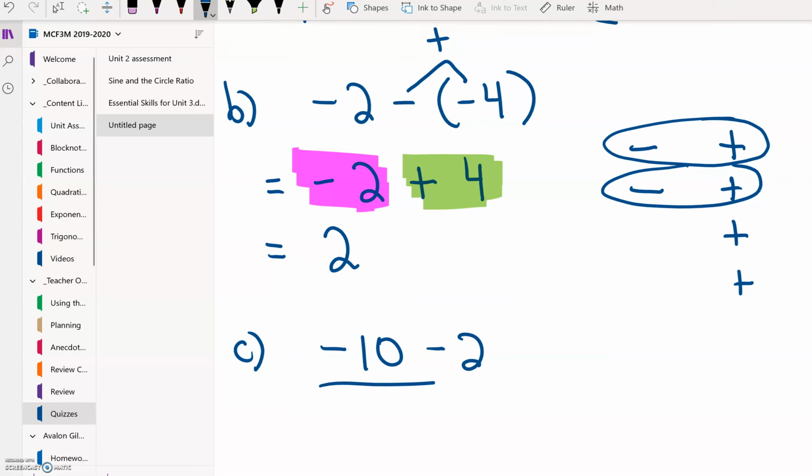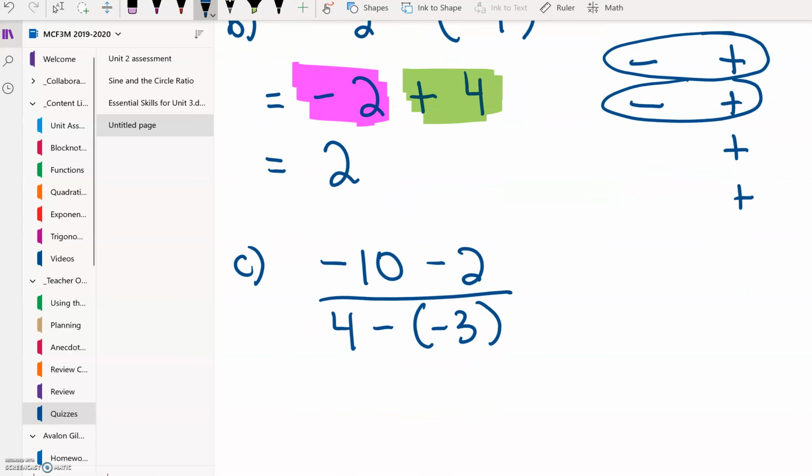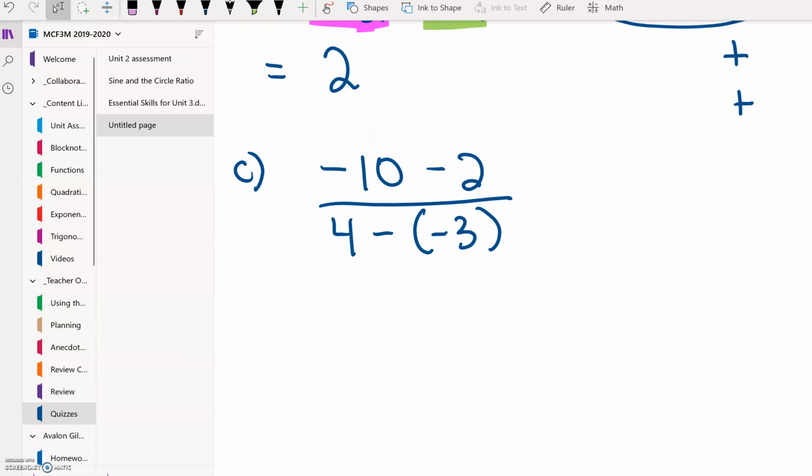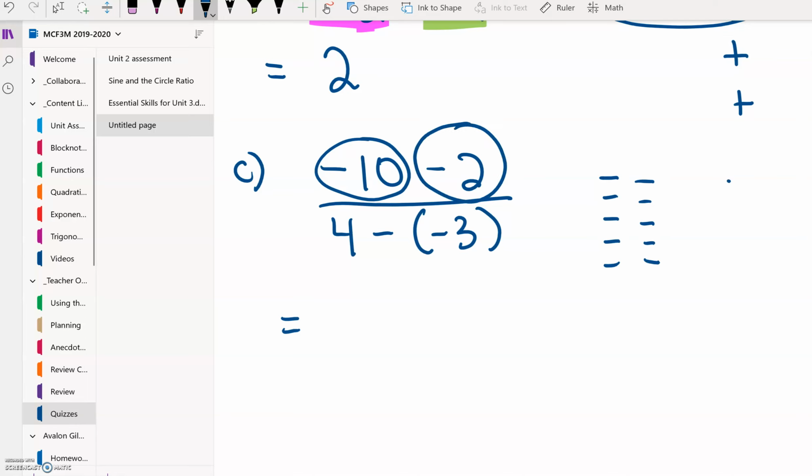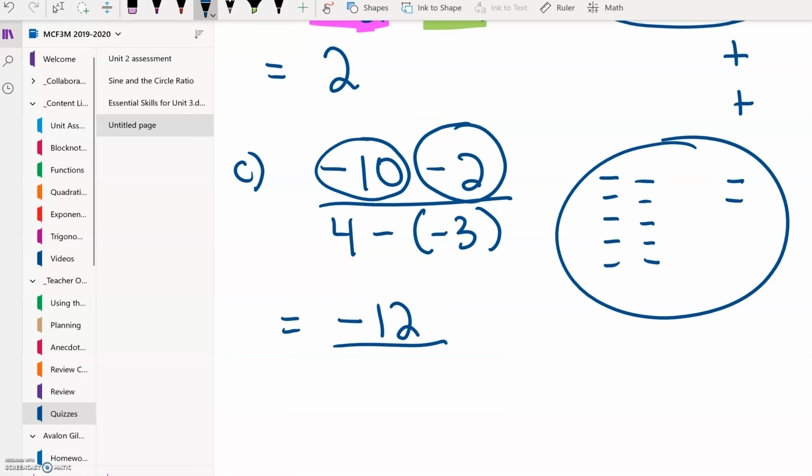Now the last example can look something like this: -10 minus 2 over 4 minus -3. So you have a fraction, and you've got some math to do at the top, and some math to do at the bottom. So we've got 10 negatives, 1, 2, 3, 4, 5, 6, 7, 8, 9, 10, and I have 2 more negatives. So in total, I have 12 negatives. If you count all of these, there are 12 negatives.